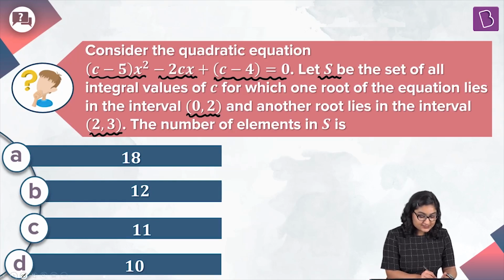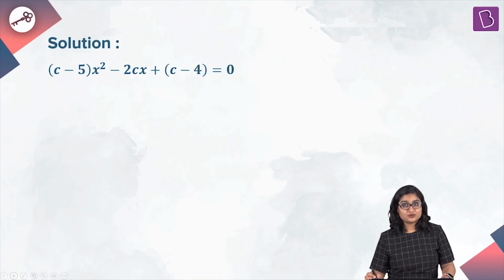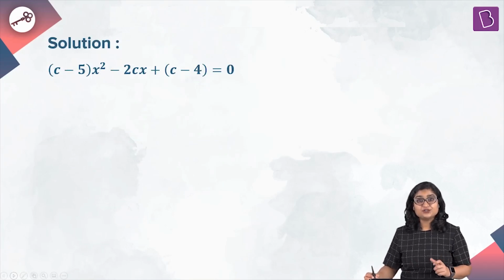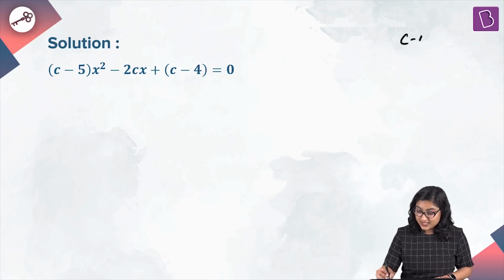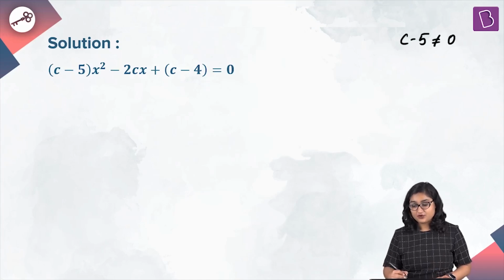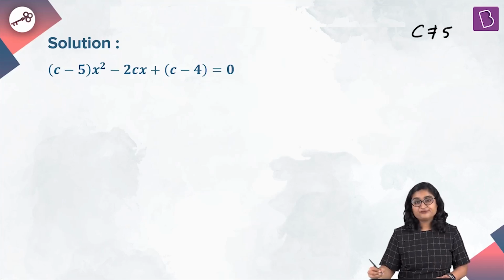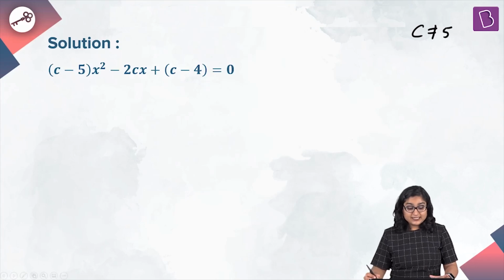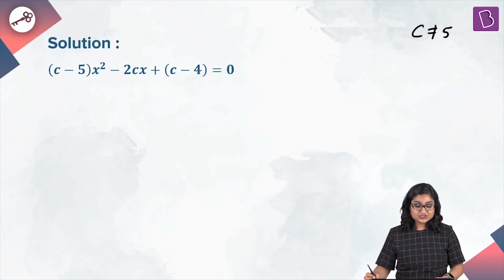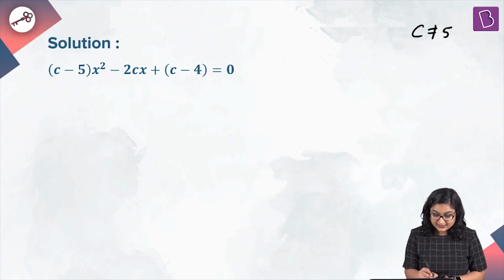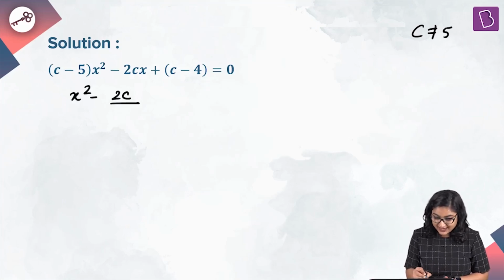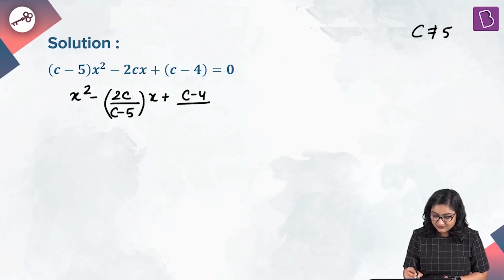Alright. So this is the quadratic equation given to us in the question. Now for this quadratic equation to be defined, the coefficient of x², which is c - 5, should not be equal to 0, or we can say that c should not be equal to 5. Now if I divide the complete equation by c - 5, what I'll get is x² - (2c/(c - 5))x + (c - 4)/(c - 5) = 0.